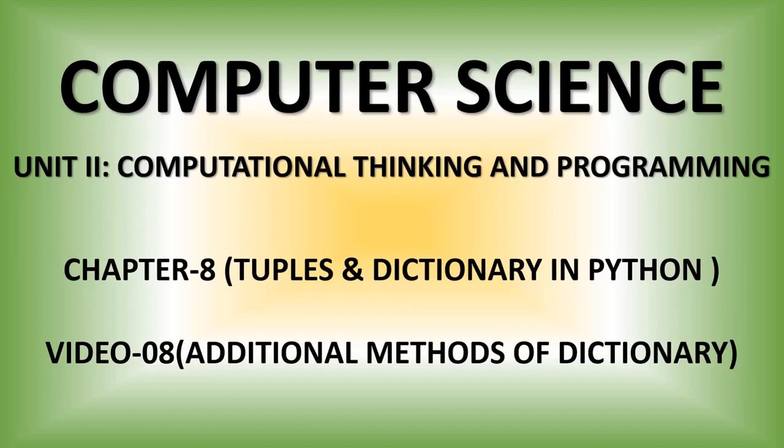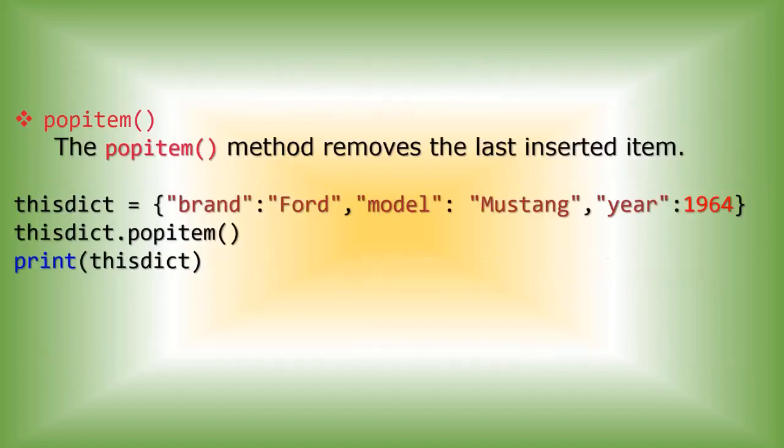This class I am going to discuss certain additional methods of dictionary. Dictionary means unordered collection of values which consist of key and value pairs. Dictionary elements are key value pairs. There will be a key and there will be a value also. They are separated by using a colon, and the dictionary elements are separated by using a comma. Now we can see certain additional methods which we can use along with the dictionary.